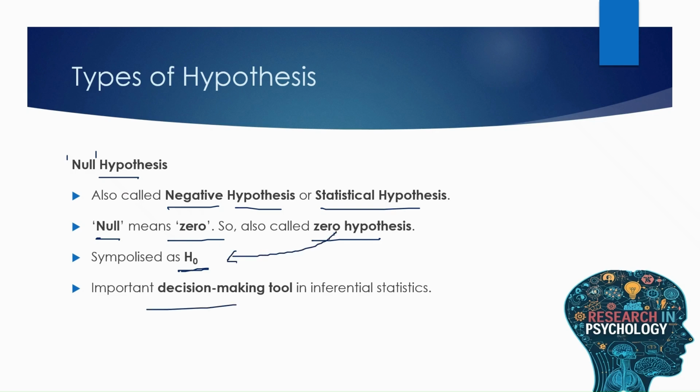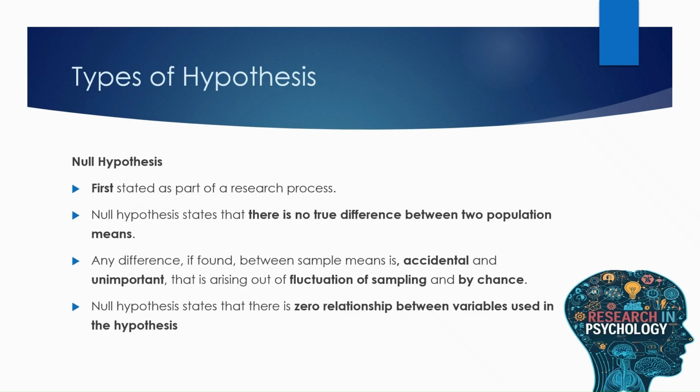It's an important decision making tool in inferential statistics. Now, what is inferential statistics? You will learn in BPCC 108. All right. So all you need to know is that the null hypothesis is an important decision making tool in inferential statistics. Now, as I said, null hypothesis is the first stated as part of a research process, and it states that there is no difference between two population means.